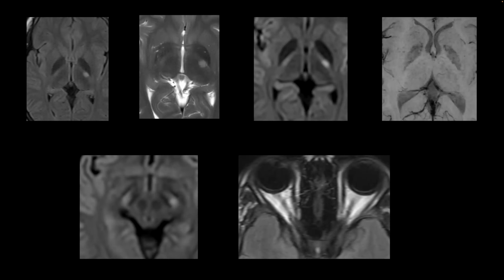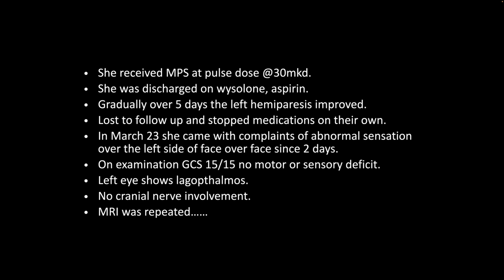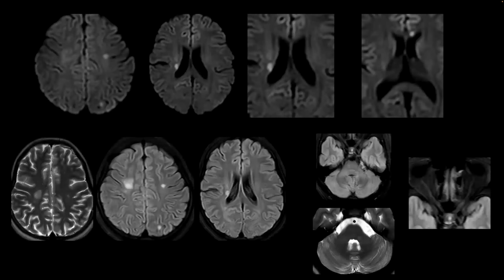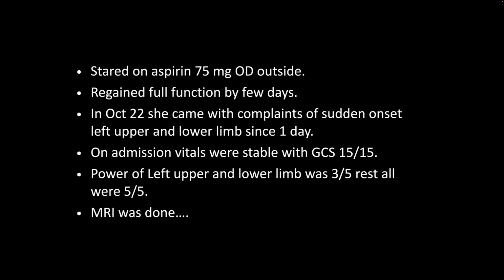Her CSF was done, which was normal: cells were 8, proteins 32, glucose 80. CSF oligoclonal bands were negative. MOG and NMO, which were sent, were negative. Her CSF IgG levels were raised, at 44. For the vasculitis workup, we did C-ANCA and P-ANCA, which were negative. Her APLA profile was sent, which was negative.